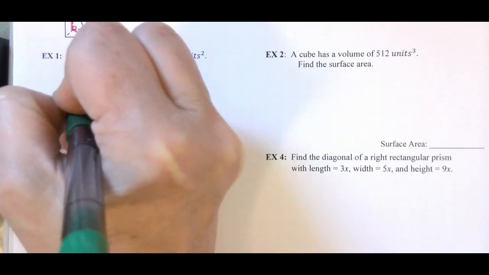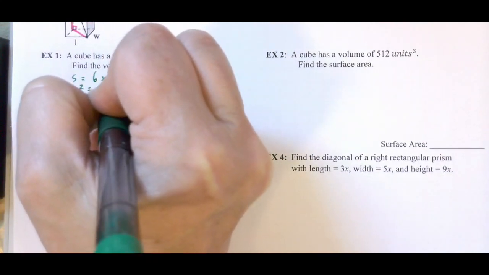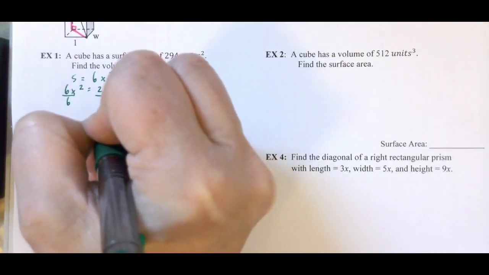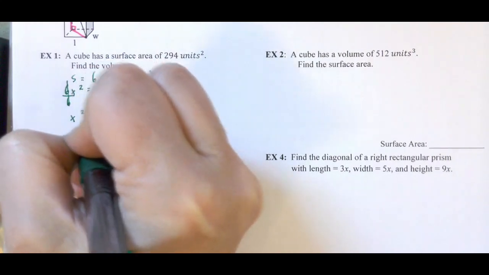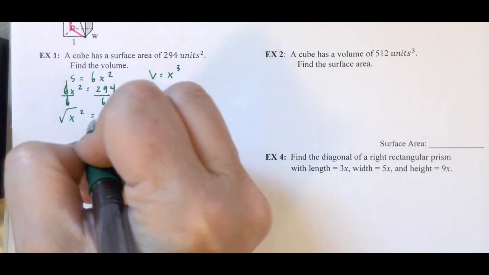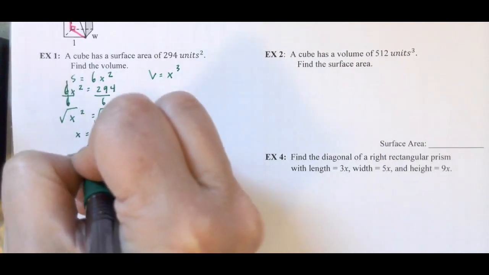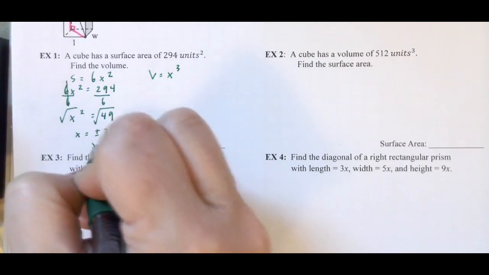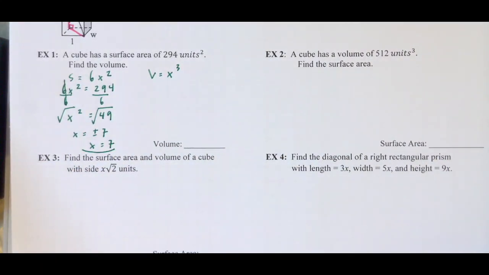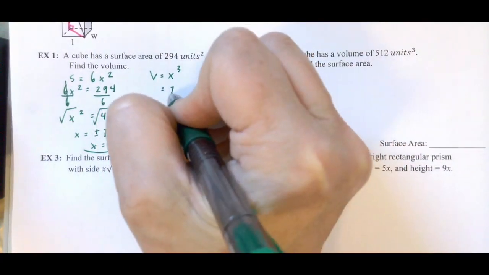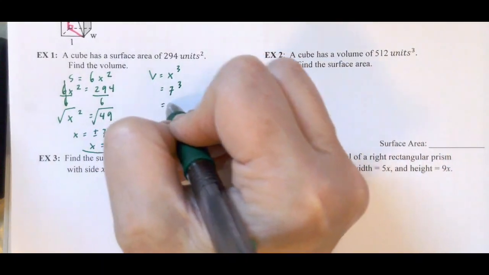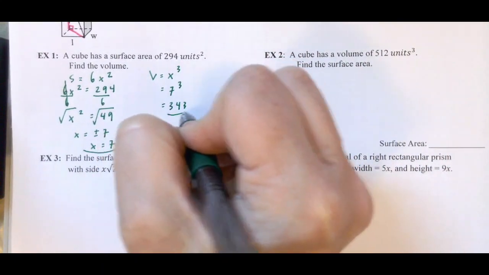I know that 6x squared equals 294. I want to solve for x. So I'm going to divide both sides by 6. So x squared equals 49. And then I'm going to solve by taking the square root. So x could be plus or minus 7, but we know that it's a side length. It has to be the positive. So I'm only looking at a positive 7. So when I plug in here, I want 7 to the third power. And 7 times 7 times 7 gets me 343.